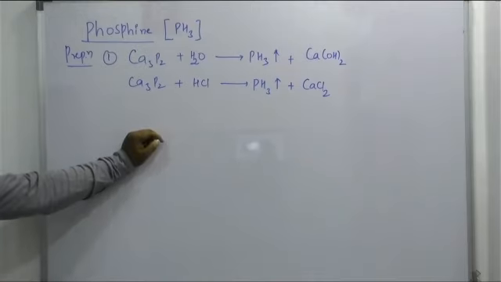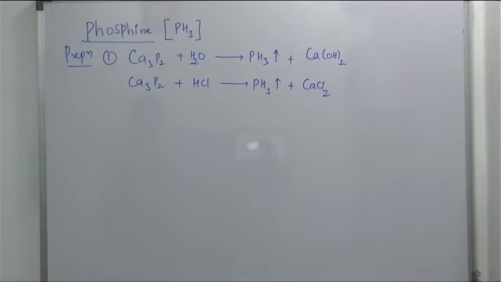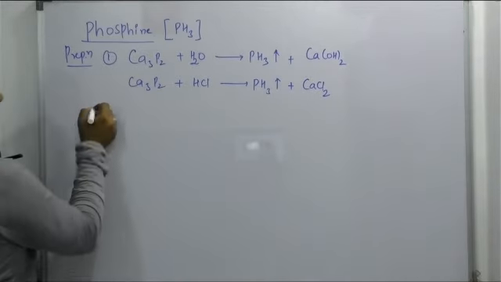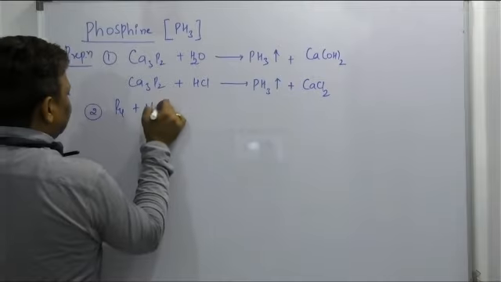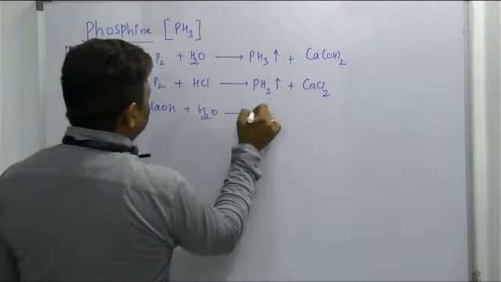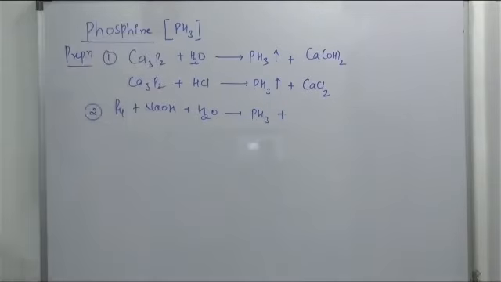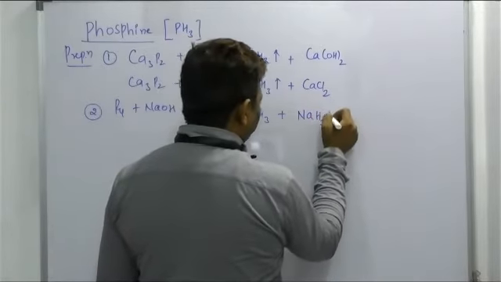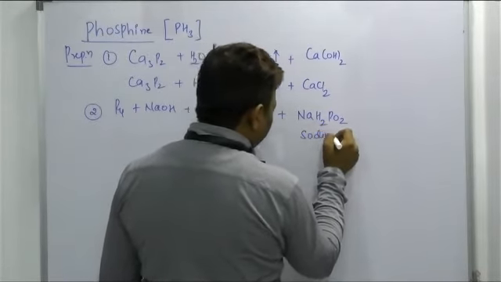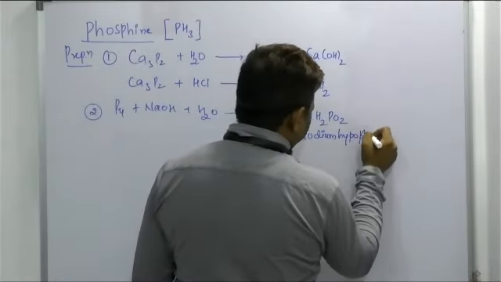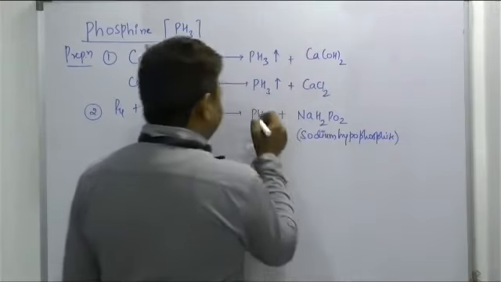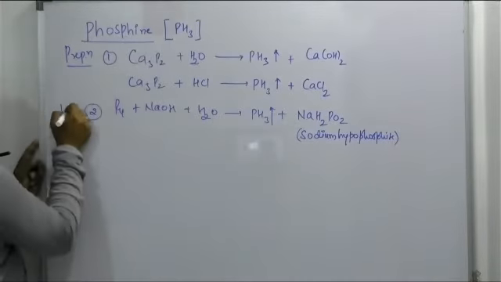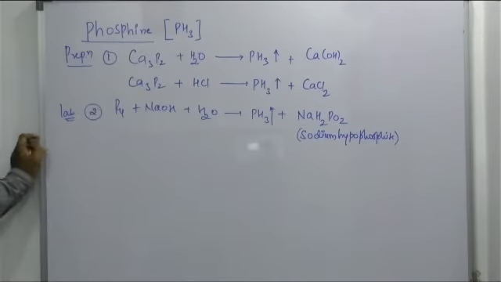Now, in our lab method, if you want to prepare phosphine, the same method we did for the reaction of phosphorus with NaOH we can write. Same way, phosphorus on combining with NaOH in presence of water has a tendency to liberate phosphine gas, plus it forms sodium hypophosphite, NaH2PO2. The formation of sodium hypophosphite occurs with the liberation of PH3 gas, and this is also the lab method to prepare phosphine gas.